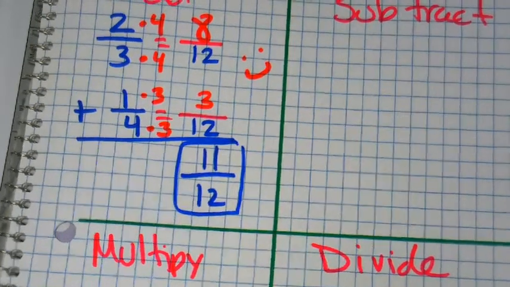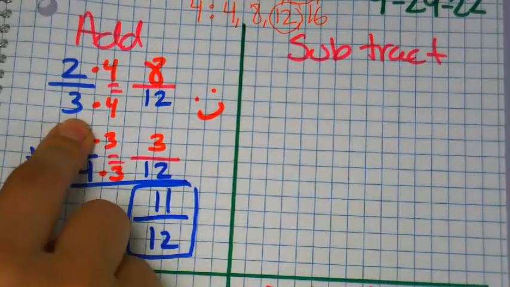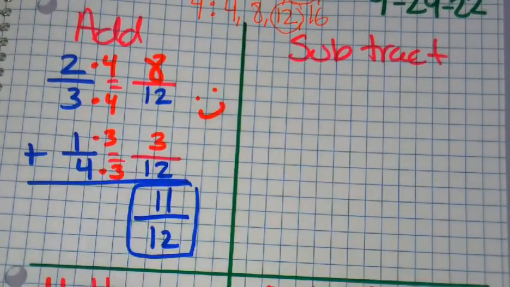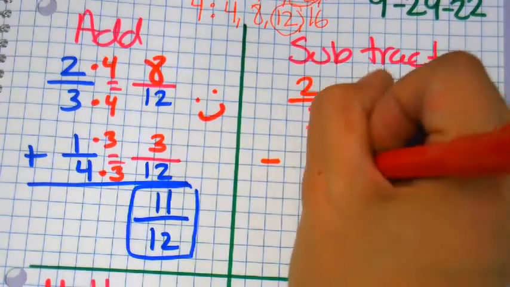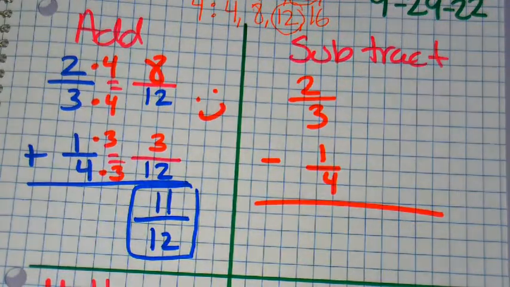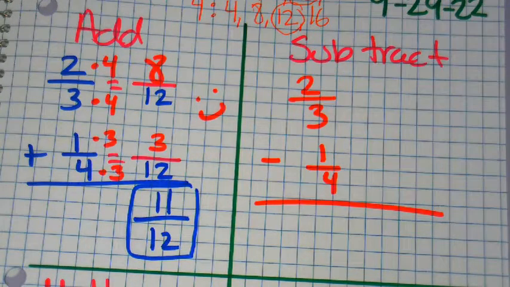All right, let's do the same thing, but now we're going to subtract. All right, so rewrite it. 2/3 minus 1/4. But can I subtract it? Nope. Let's go, subtract it.